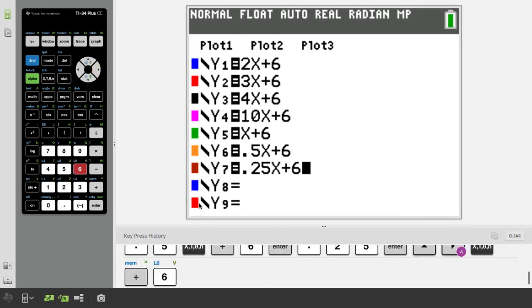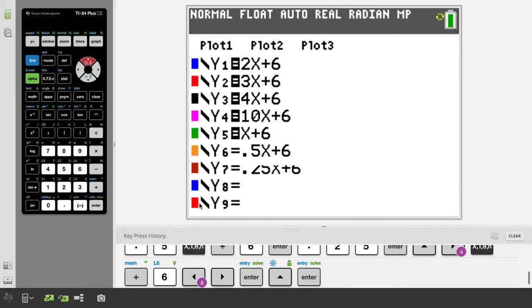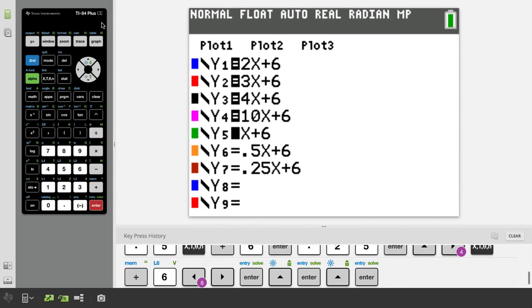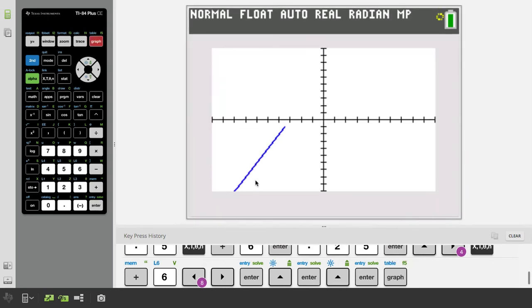Okay, so now I'm going to go ahead and I'm going to turn off the ones that are less than 1, okay? First, we're going to focus on what happens whenever you increase the slope. So let's look at the graph. Here's my original line, okay? Slope is getting bigger.